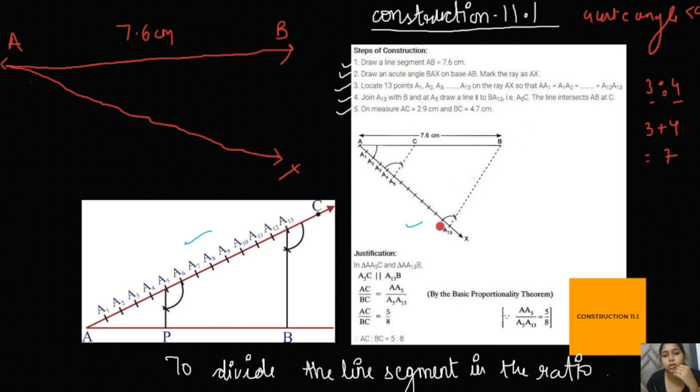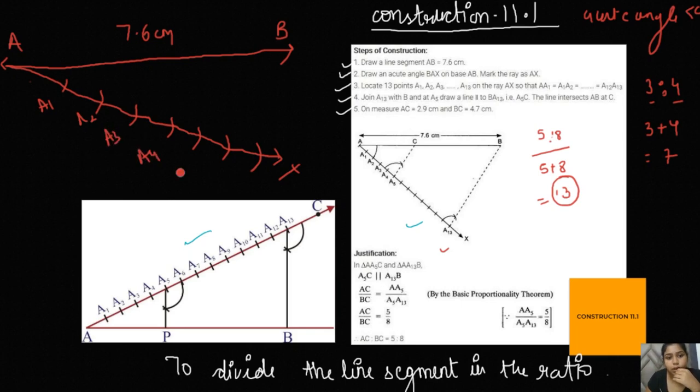For example, in this particular question we have drawn 13 arcs, because the ratio was 5:8. So we just add them, and then whatever we get, we draw that many. So I am just considering 7, right? I am considering 3:4. At equal distances, you have to make the 7 arcs like this. Just name them as A1, A2, A3, A4, A5, A6 and A7, like this.